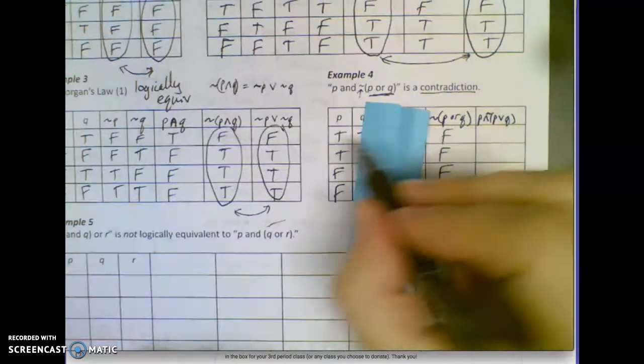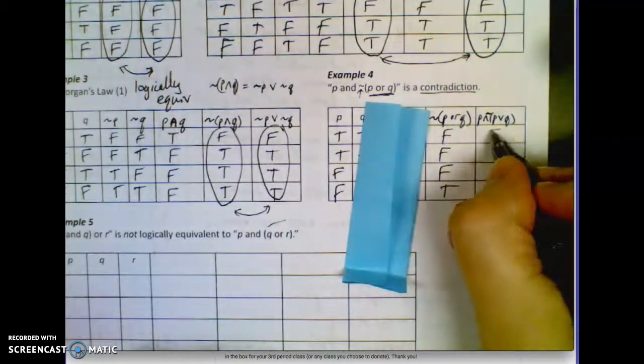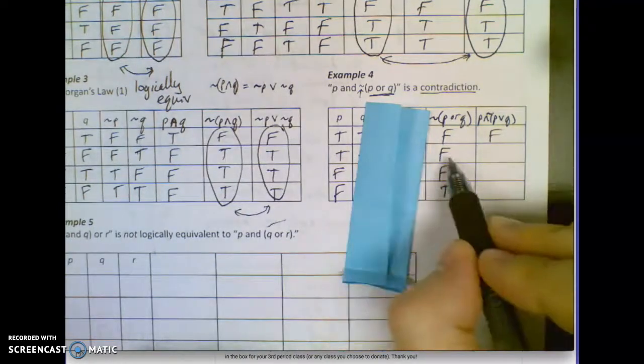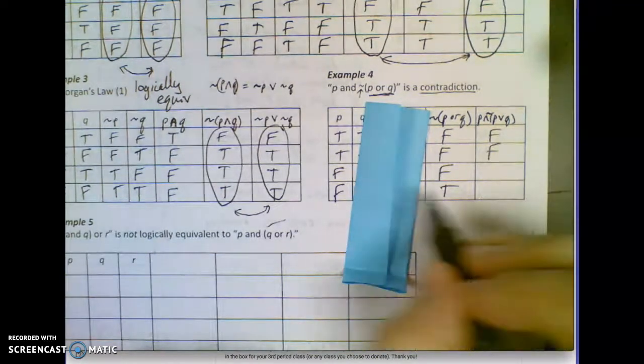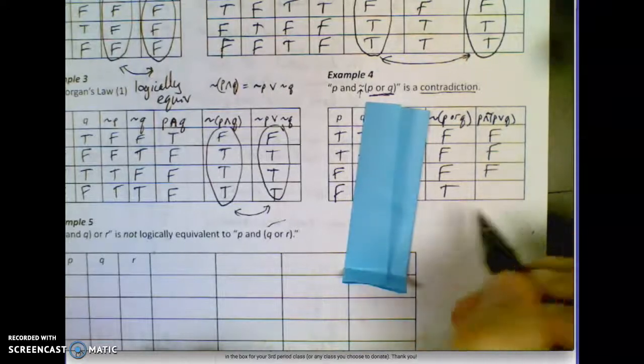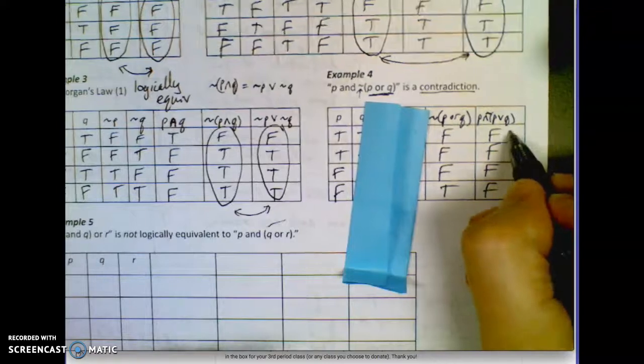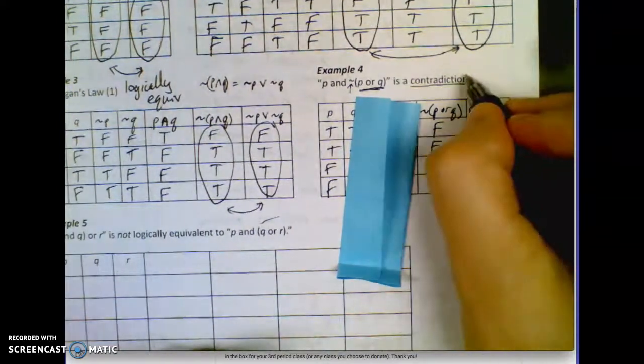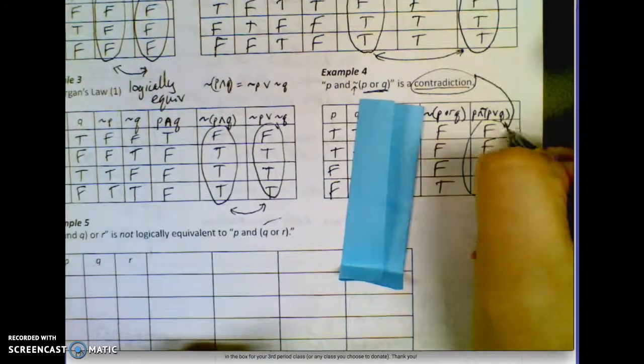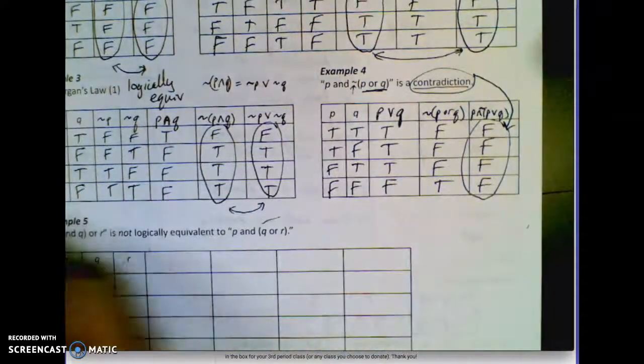Okay. So true and false is false because it's strict. True and false is false because it's strict. False and false is false. False and true is false because it's strict. This right here is a contradiction. It is a statement that is always false.